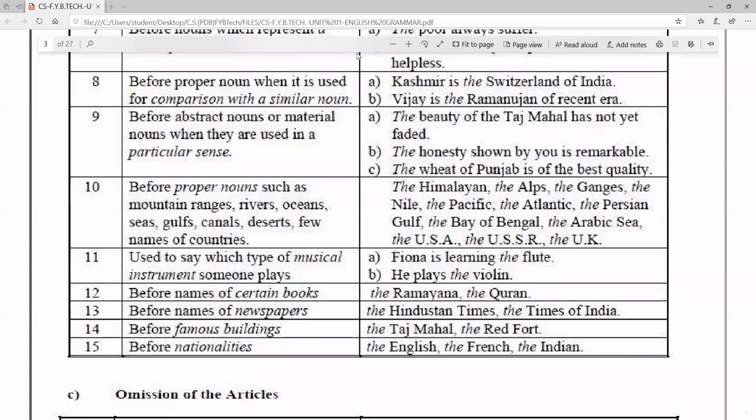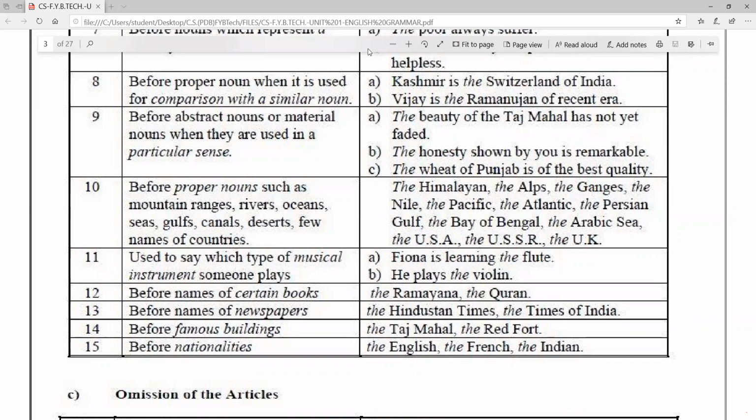Then, he plays the violin. So here violin is also one of the musical instruments which we play. So before this also we use article the.